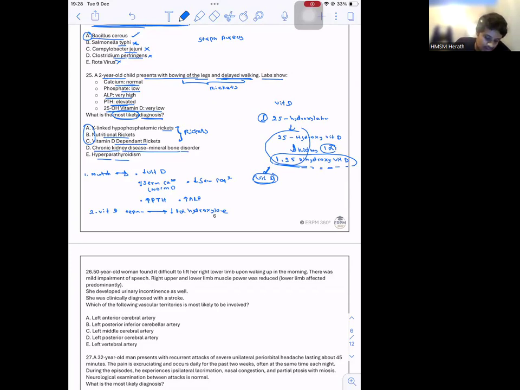So what are the metabolic abnormalities? Calcium levels are low due to low vitamin D levels. Phosphate is low.